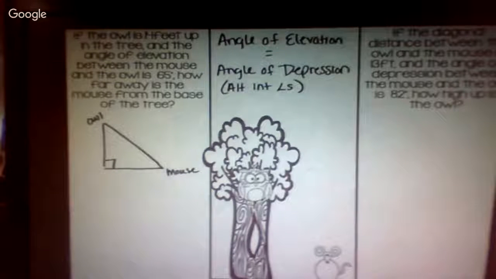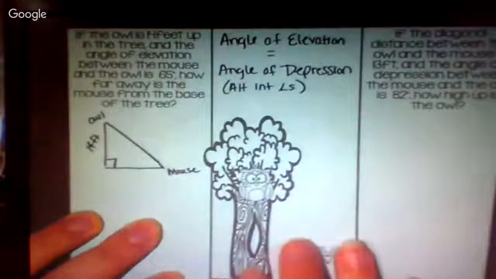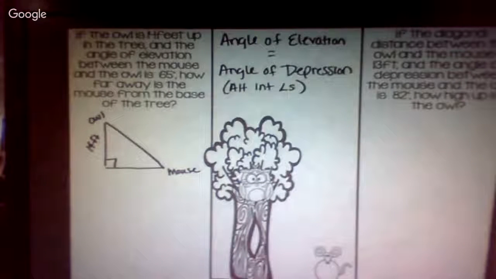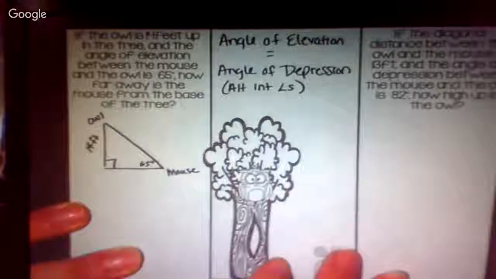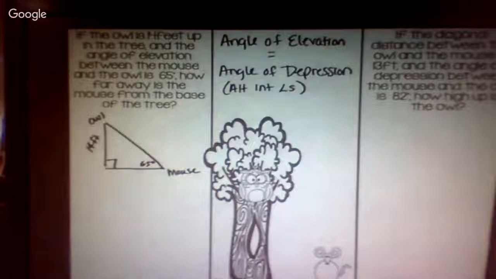All right, so this says if the owl is 14 feet up in the tree, where does 14 go? Up here. Okay, it's the height of the tree, 14 feet. The angle of elevation between the mouse and the owl is 65 degrees. Where does that go? The angle of elevation from the ground up. Good, it's this bottom corner. How far away is the mouse from the base of the tree?